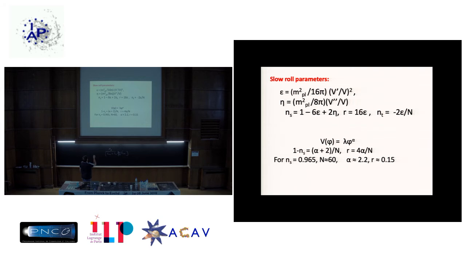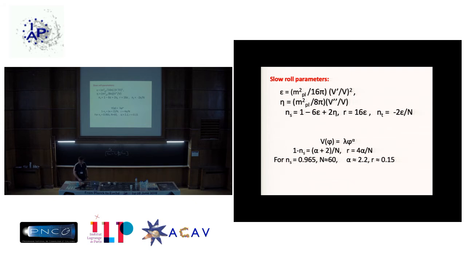Here are two slow roll parameters, epsilon and eta. R is dependent on epsilon. And we see that what we found is the emergence of a new hierarchy. Okay, so epsilon is smaller than eta. The tighter the limits on R, the more extreme this hierarchy is, and hierarchies need an explanation.